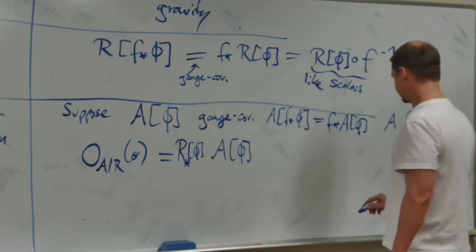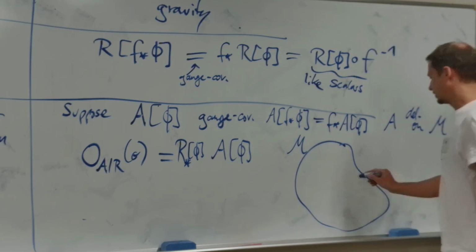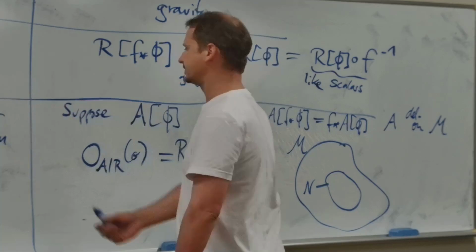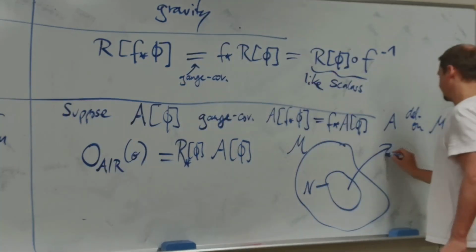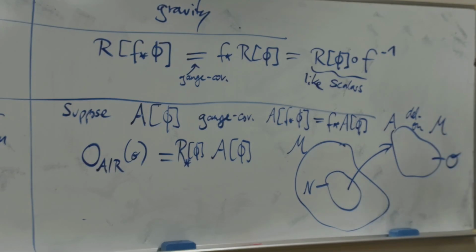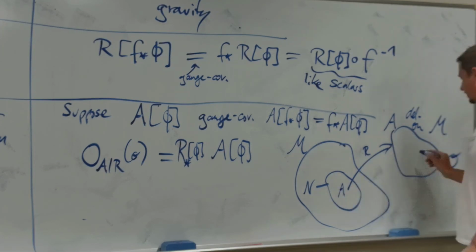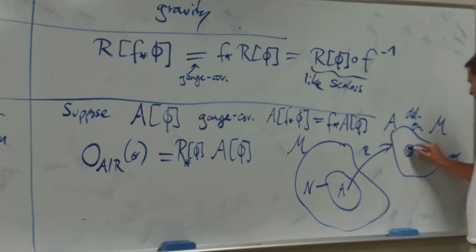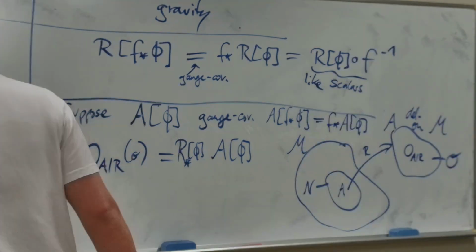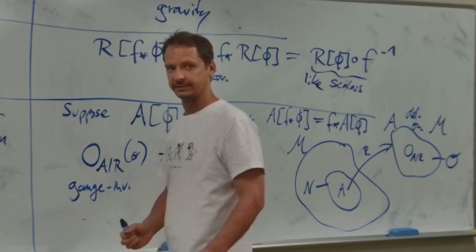Maybe it's helpful to draw this. This is our space-time, and suppose this is our region N where that object is defined, and here R maps me to my space O. Really what I'm doing is taking A and representing it here as O_A relative to R. And now this is gauge invariant, this diffeomorphism-invariant object.